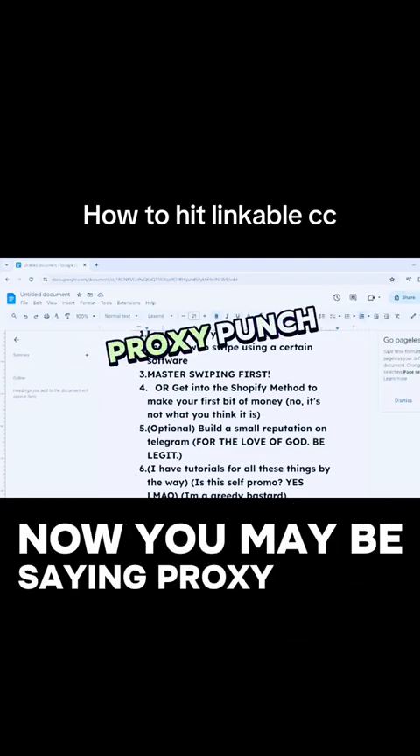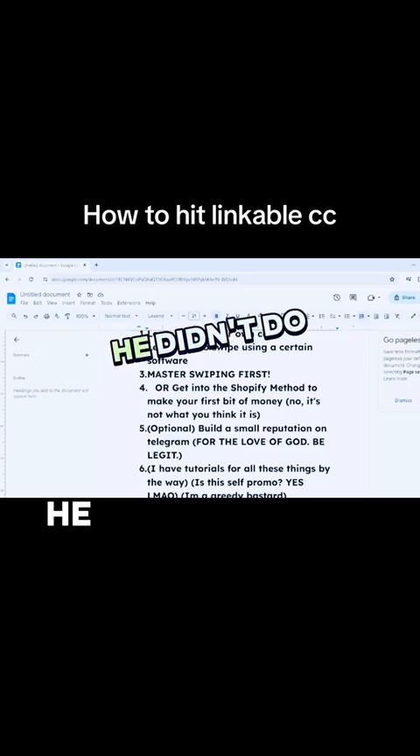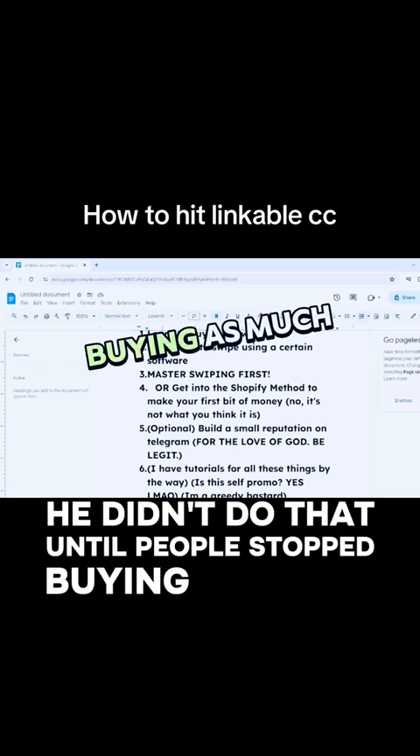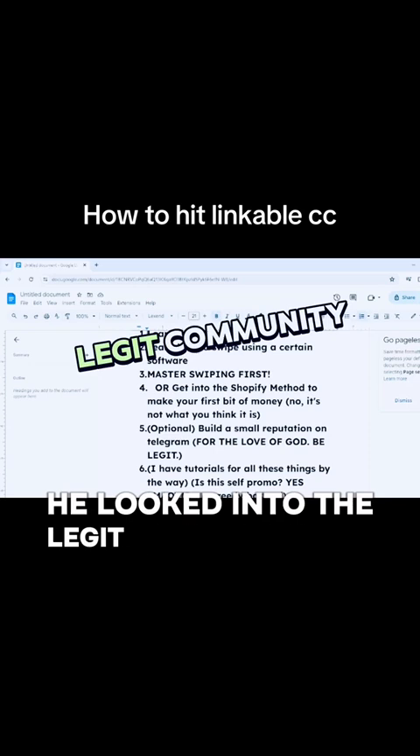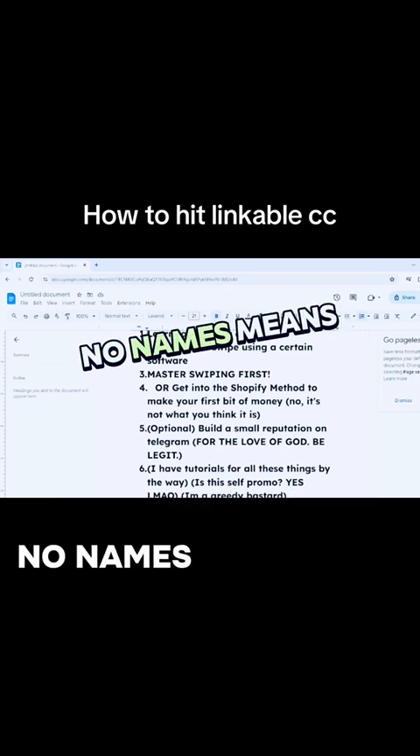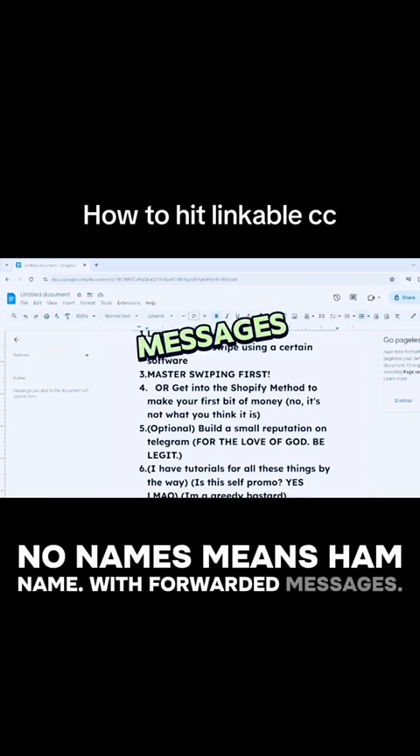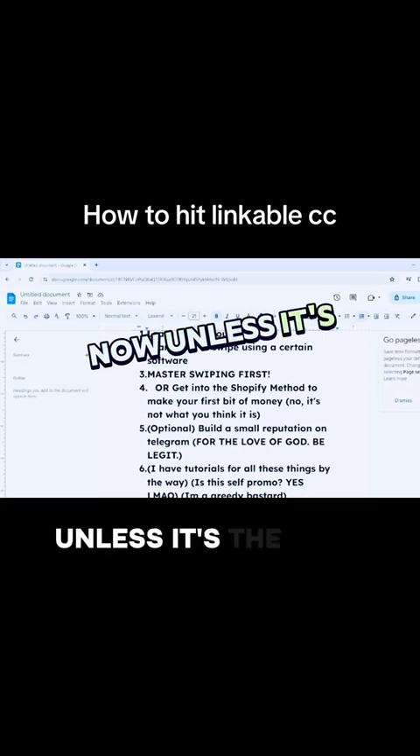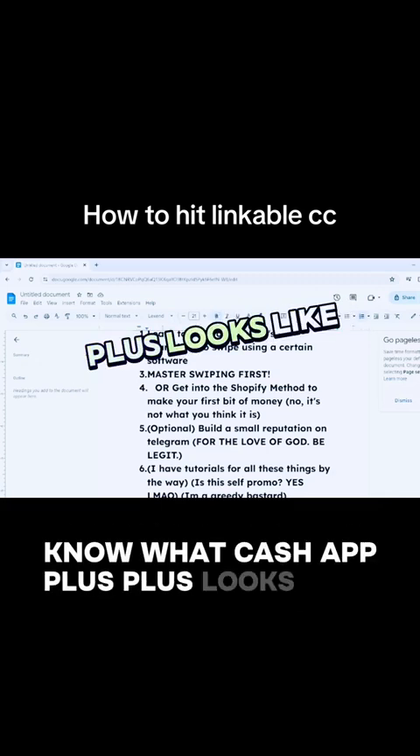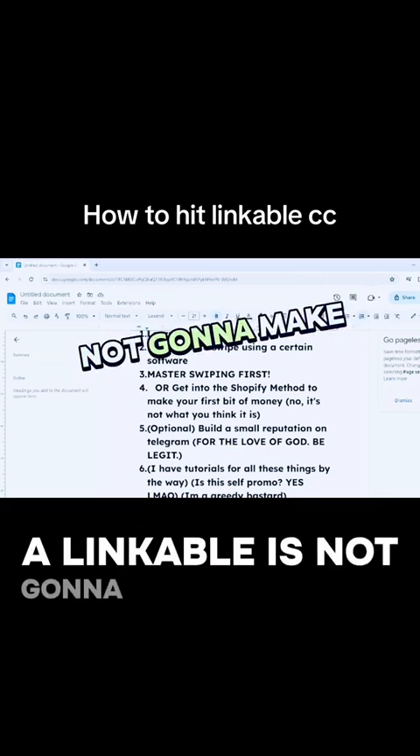Now, you may be saying, Proxy, Punchmade has forwarded messages. He didn't do that until people stopped buying as much from him. He looked into the legit community and saw what they were doing. No names means scam. Names with forwarded messages means you're good. Now, unless it's the Cash App glitch, know what Cash App Plus Plus looks like and stay away from those vendors. A linkable is not going to make you $15,000.